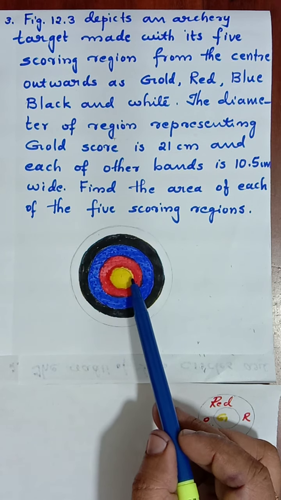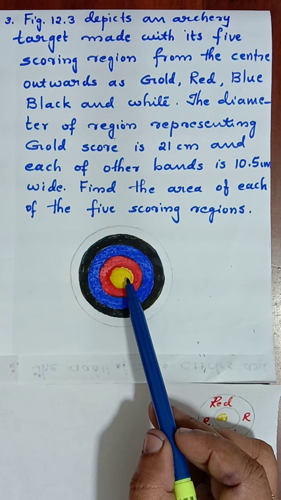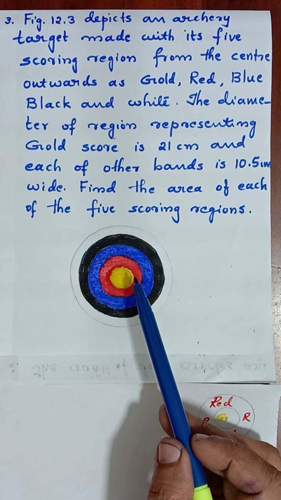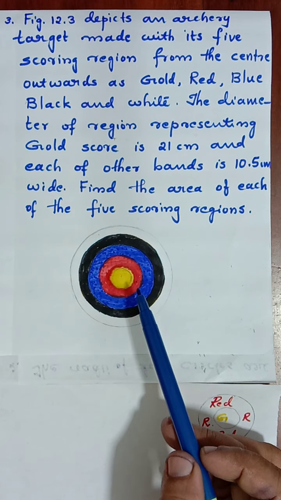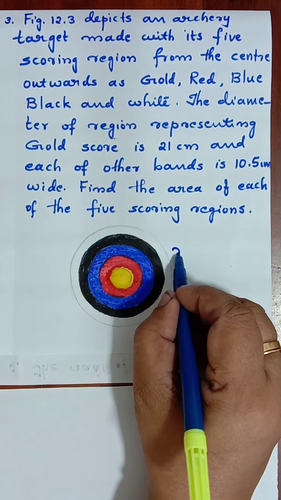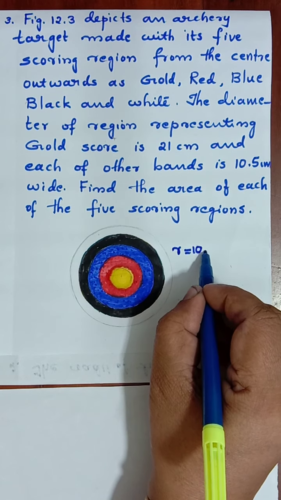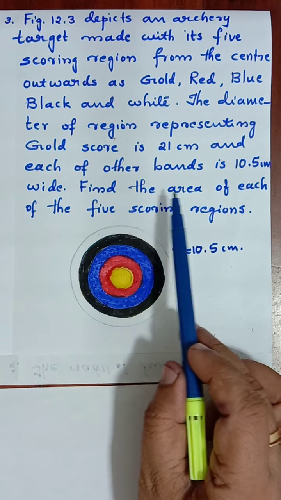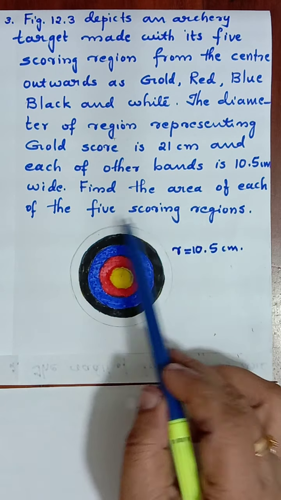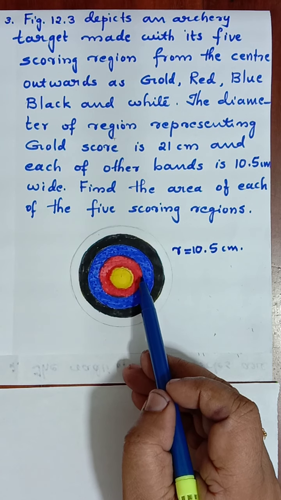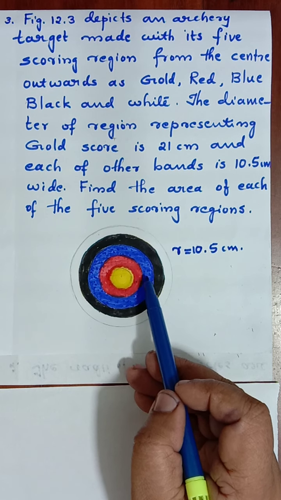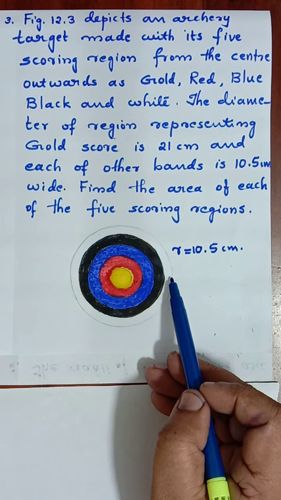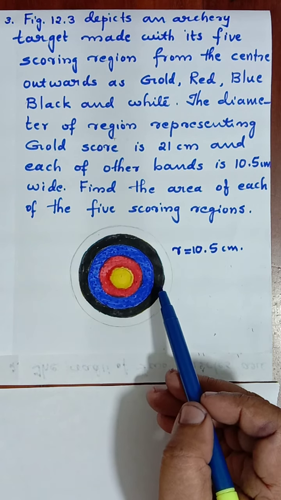Diameter is 21 centimeter. So half of that is called radius. So radius will be 21 by 2, that's equal to 10.5 centimeter. So let us write r is equal to 10.5 centimeter. And each of the other bands is 10.5 centimeter wide. That is, the red band is of 10.5 centimeter width. Again, the blue, black as well as white, they are of 10.5 centimeter width.